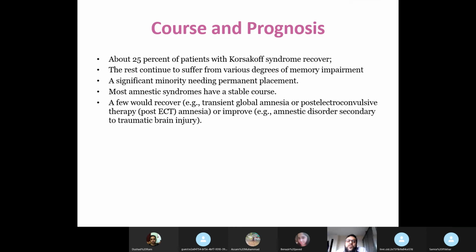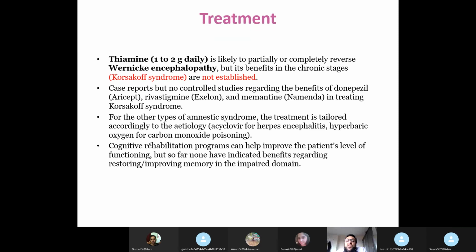Thiamine, 1 to 2 grams daily, is likely to partially or completely reverse Wernicke's encephalopathy. But we don't know if it can reverse Korsakoff syndrome or not. Especially get the MRI brain. If the mammillary bodies are damaged, or there is damage in the thalamus, then it's most likely not recoverable. But still, we can hope for the best. Thiamine may not be very helpful, but we can give it to prevent further damage.